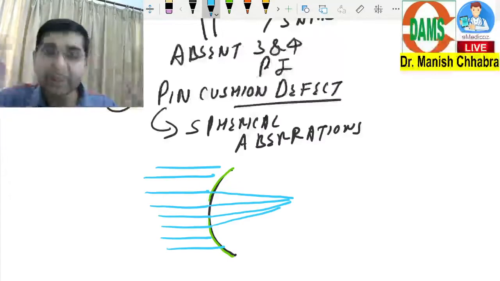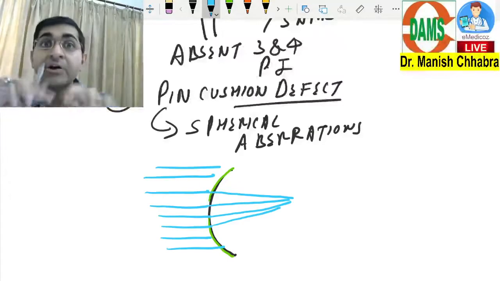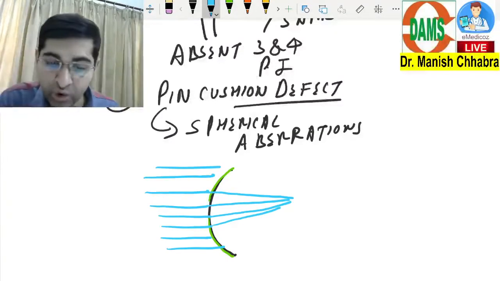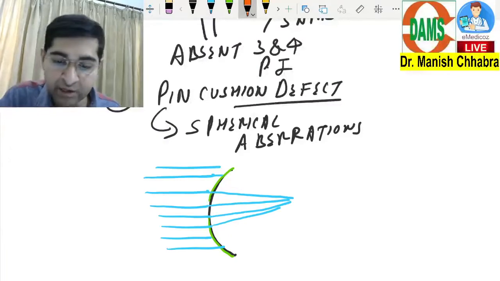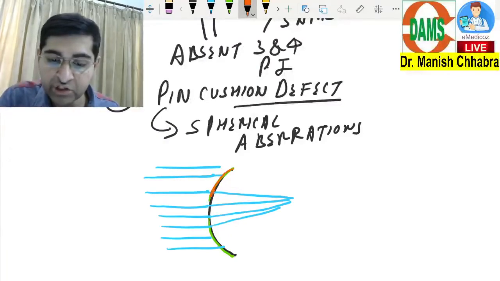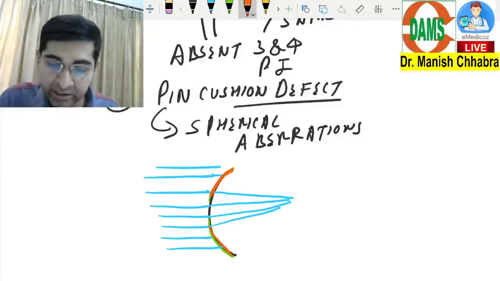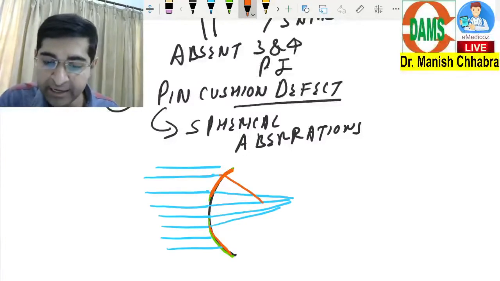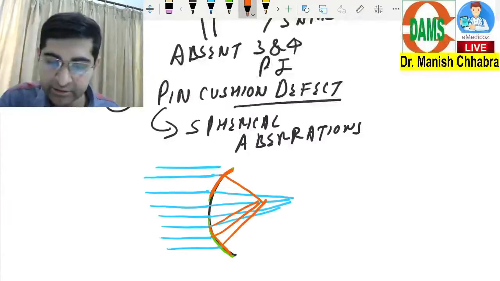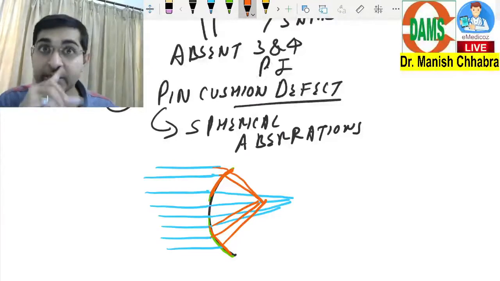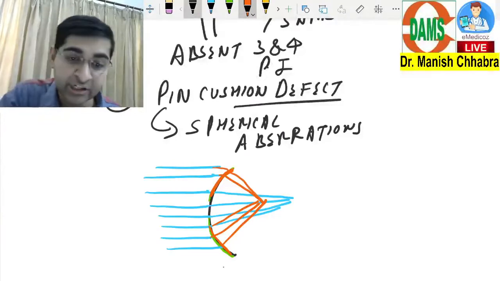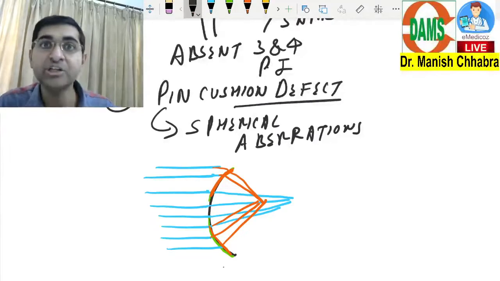The more periphery you go, the more curved the corneal surface will become. So at the periphery, a position will come when the curvature is really more than that of the center. As a result, there will be more bending of the light rays. Right? So this is spherical aberration. So how does spherical aberration lead to pincushion defect?